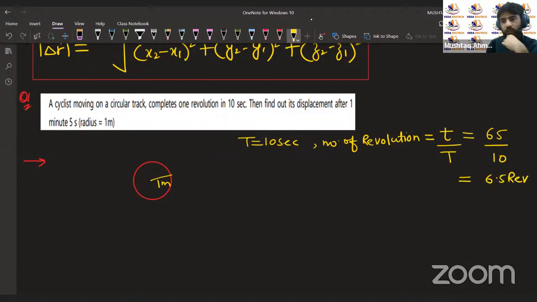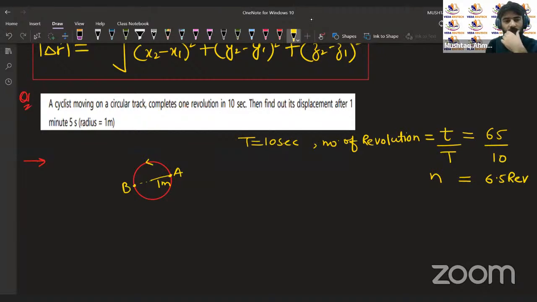So this number of revolutions is completed by this cyclist in 65 seconds. It means that if the cyclist starts from point A, after 6 revolutions the cyclist will be again at point A, and then it will complete another half revolution. So after 6.5 revolutions, the cyclist will be exactly at this point B.